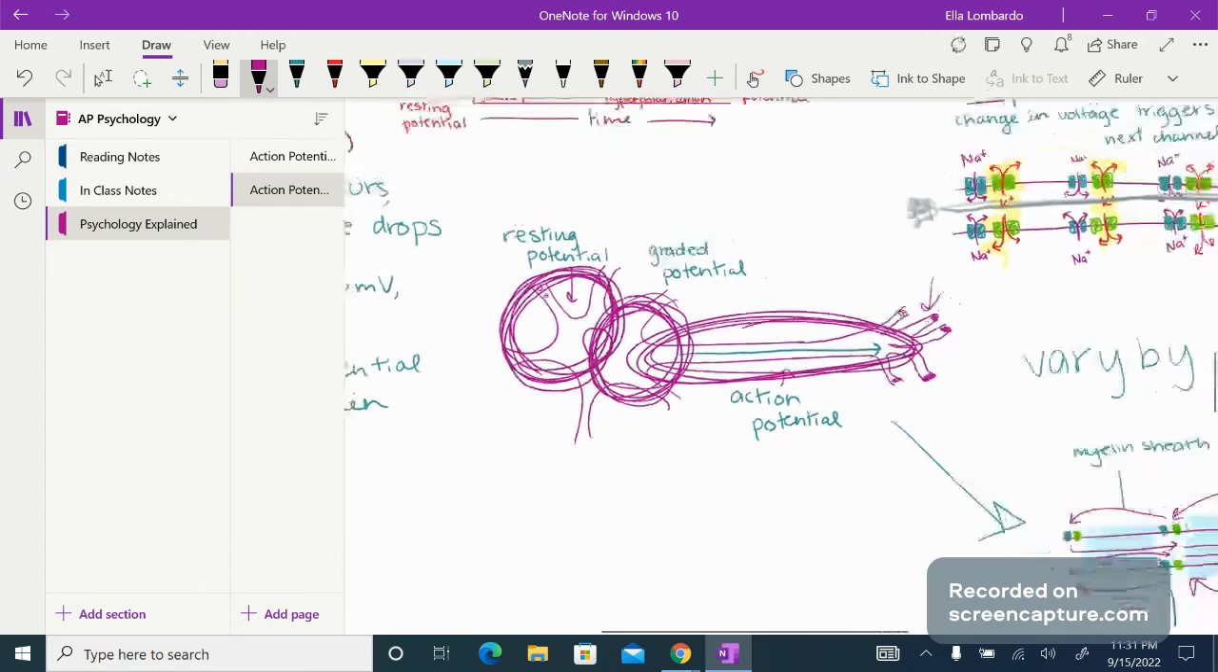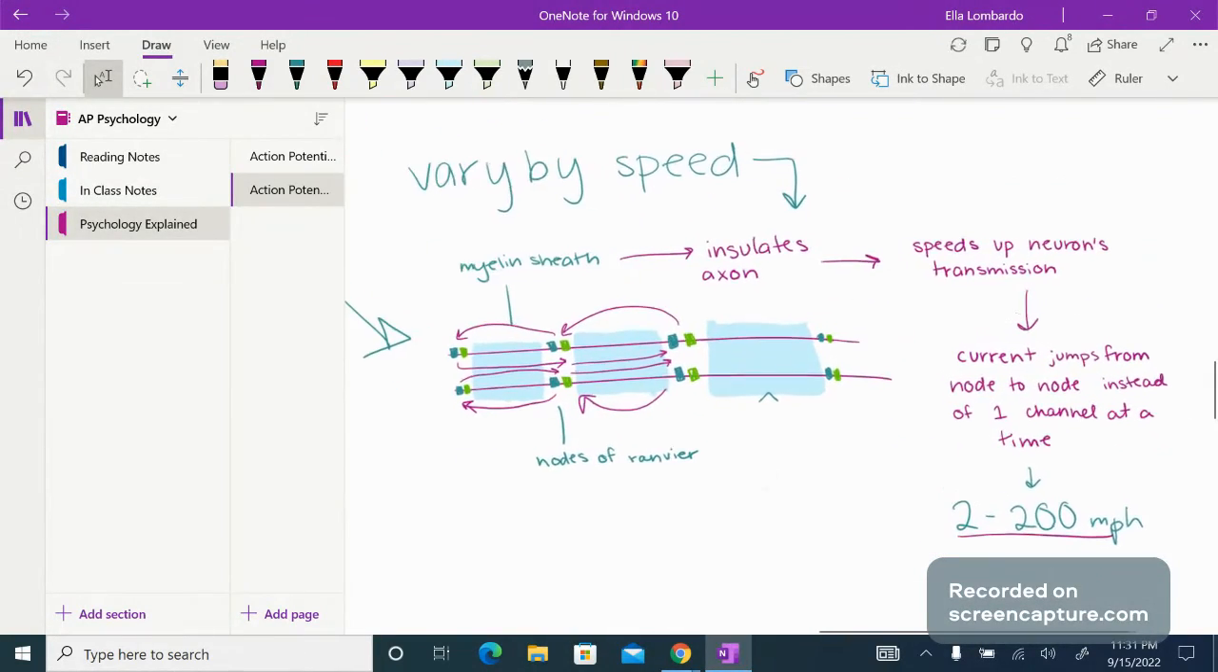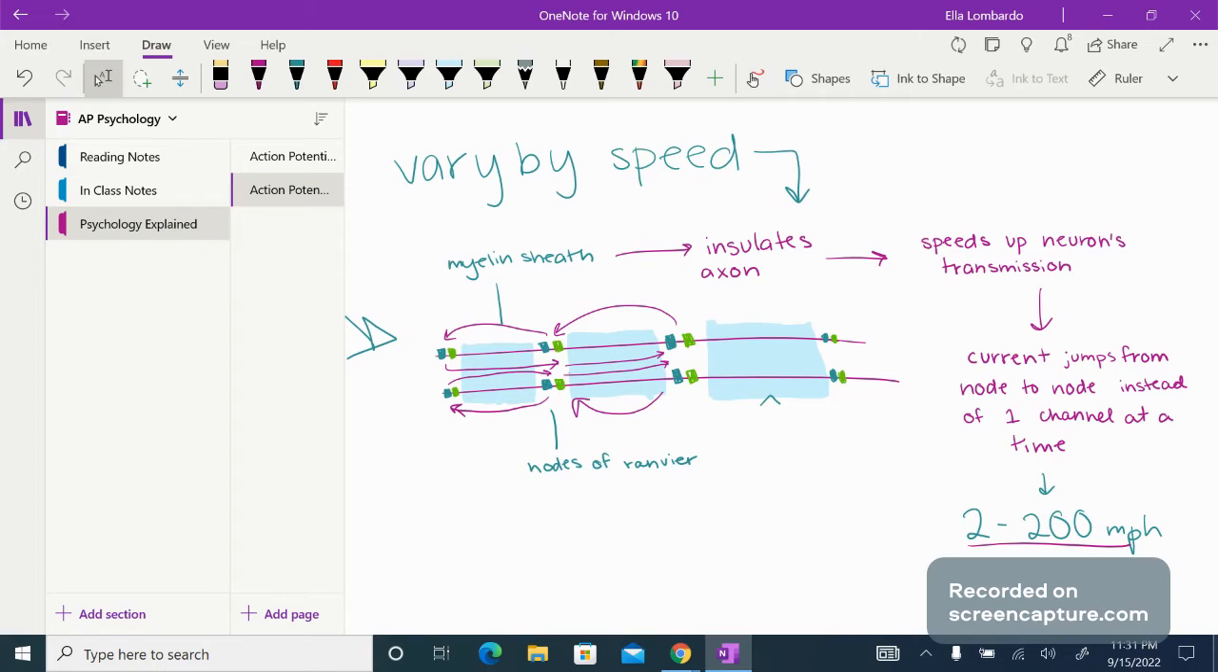And you might be asking, well, does it vary by speed, strength? Like, what's the deal with this? So they actually can vary by speed, but the speed does not rely on the stimulus. Very important. Stimulus can only impact frequency. It varies by speed because of the myelin sheath.